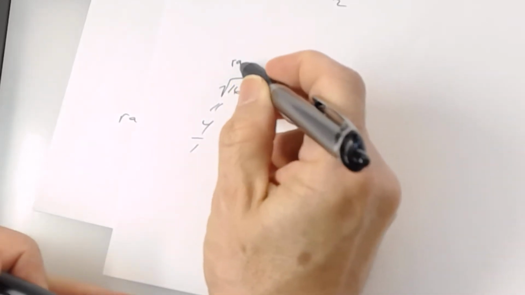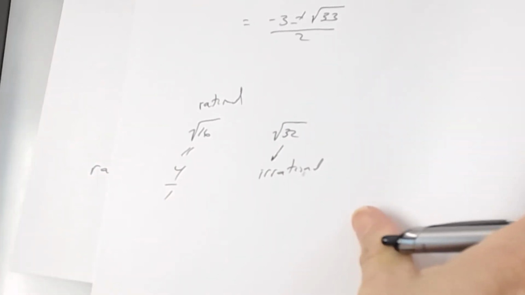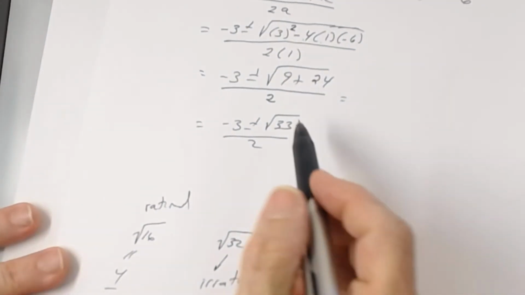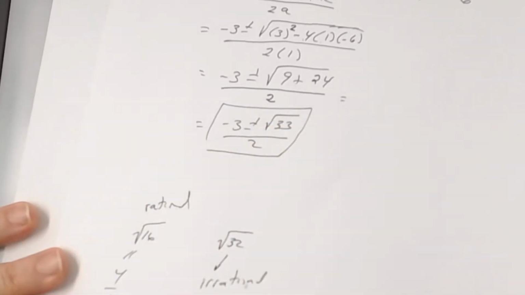And this is rational. So since I ended up with an irrational number, I can leave it like this. There's my answer. Now, there are multiple ways, though. You can go and write this, though. But this is fine for me.